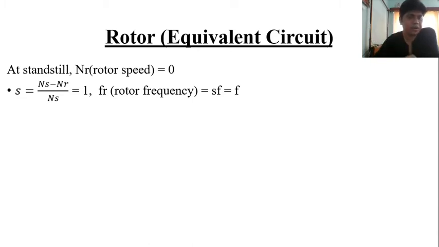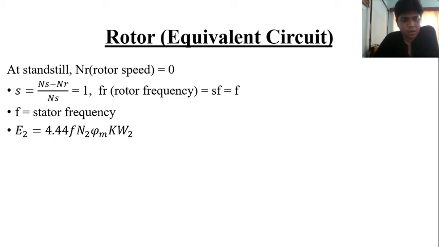In a similar manner, we know the expression of the rotor frequency of an induction motor. The rotor frequency is equal to S into F, and the rotor frequency is always a function of the slip, right? So here, when S is 1, the rotor frequency is equal to the stator frequency. Here the stator frequency is represented by F.